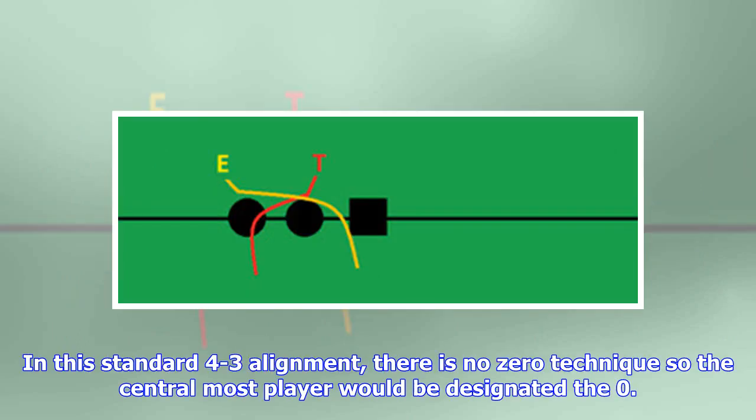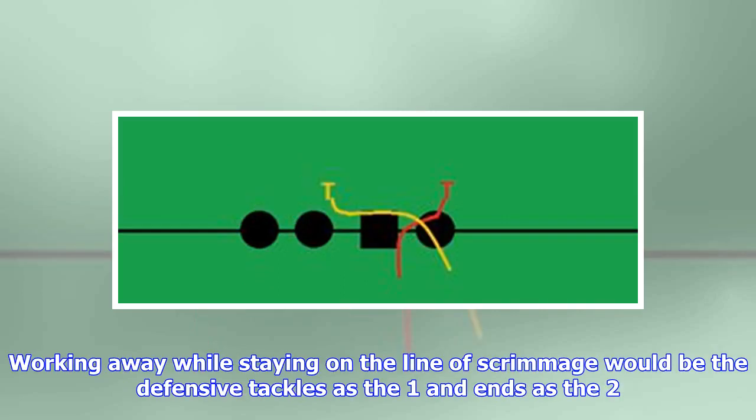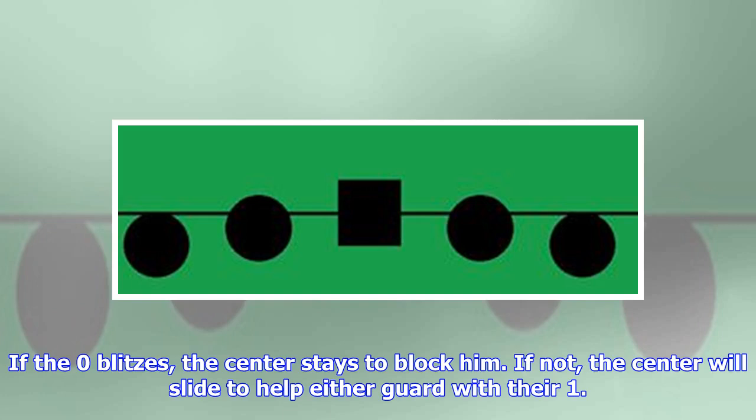In this standard 4-3 alignment, there is no 0 technique, so the central-most player would be designated the 0. Working away while staying on the line of scrimmage would be the defensive tackles as the 1s and ends as the 2s. If the 0 blitzes, the center stays to block him. If not, the center will slide to help either guard with their 1.